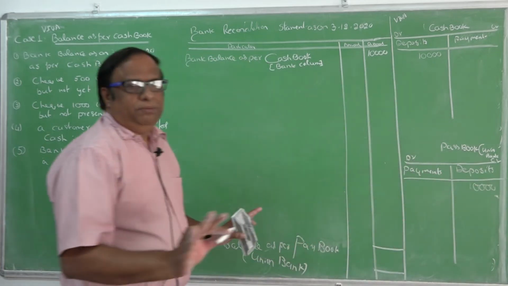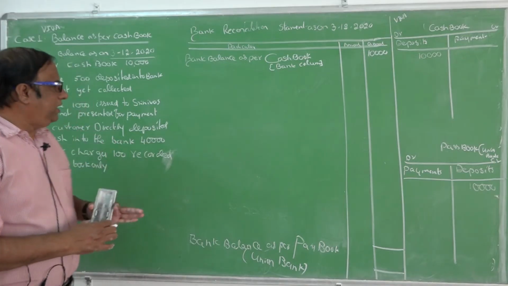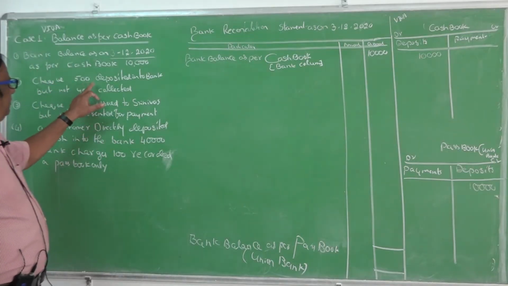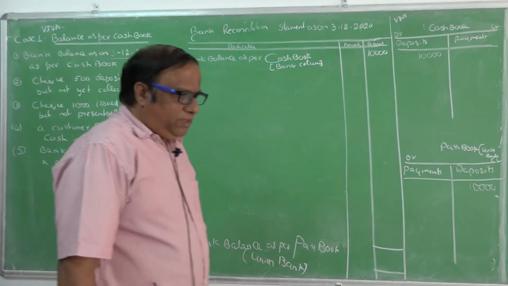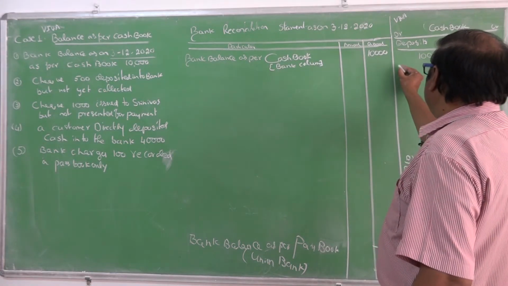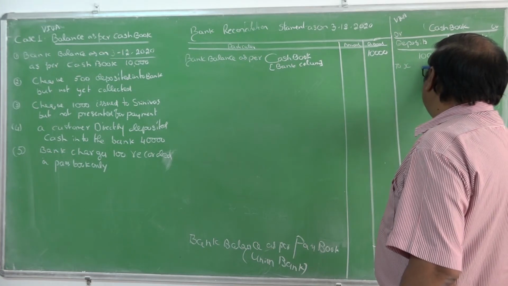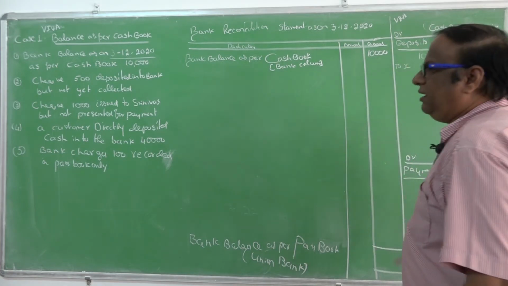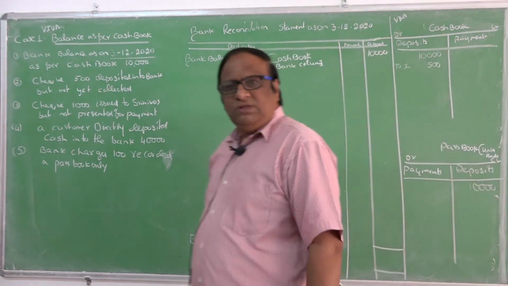There is no need to prepare any BRS because both are the same. But what happened? A check of 500 was deposited into the bank but not yet collected. A check of 500 rupees was received by the Viva school accountant. He recorded it here, a check from X 500. He recorded it and deposited the check into the bank, but the check was not yet collected.